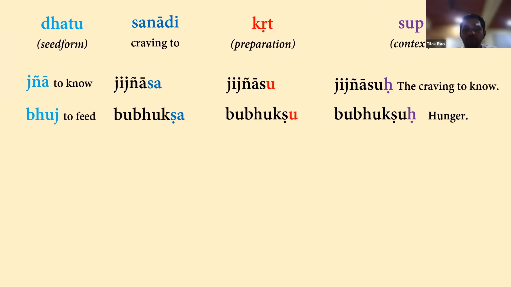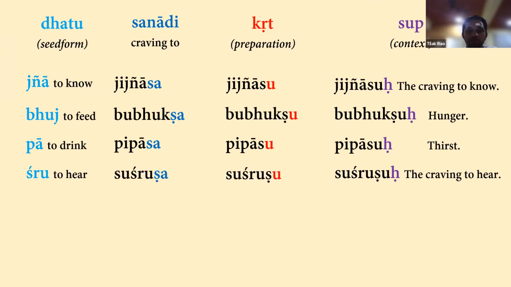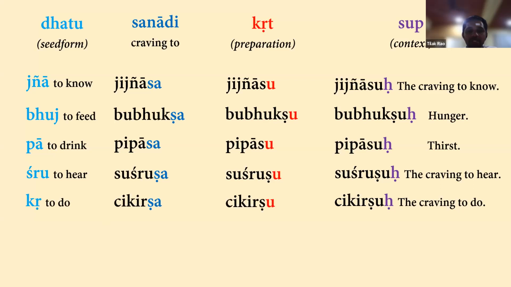Same with bubukshuhu. Bubukshu by adding krit. U is a krit. If you remove krit, then bubuksha, it is sanadi ending. If you remove sa, then bhuj is the original dhatu. So pipasuhu. So pa, pipasa, pipasu, pipasuhu. Shushrushuhu. Shru, shushrusha, shushrushu, shushrushuhu. Chikirshuhu. Kru, chikirsha, chikirshu, chikirshuhu.